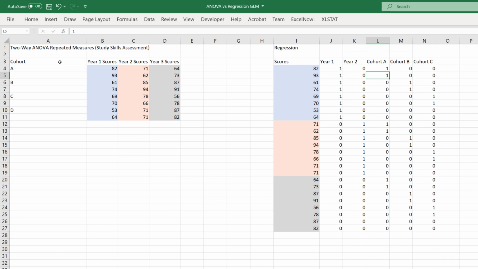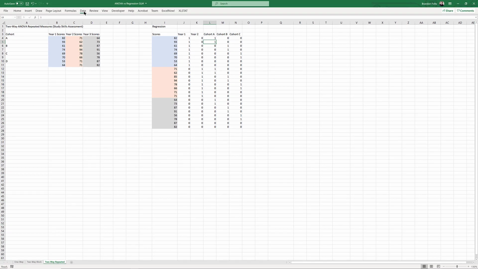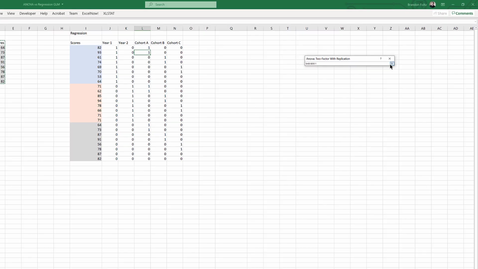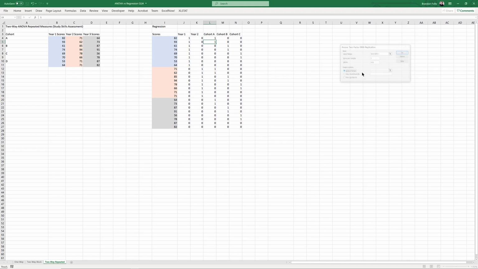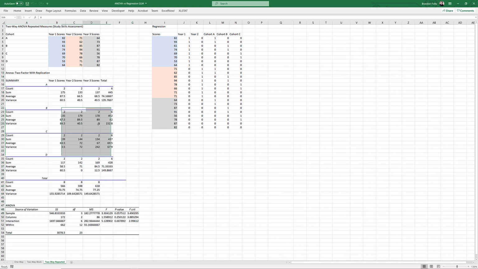Okay, let's go ahead and do our ANOVA procedure for this repeated measures. We'll go to data, data analysis, ANOVA with replication. Input range is going to be our table over here on the left. Rows per sample, this is very important. This tells Excel how many repeated measures you have per intersection of your 2 factors. In this case, it's 2. We have 2 students in each cohort and year combination. So we'll put 2 there, alpha 0.05, output range, we will put down below it, May 13 again, click OK.